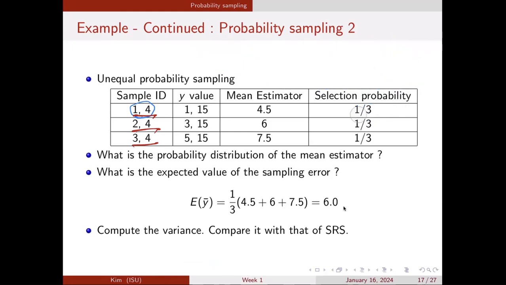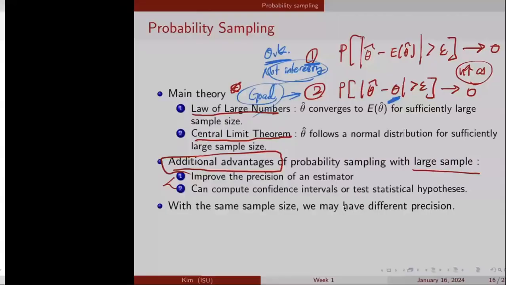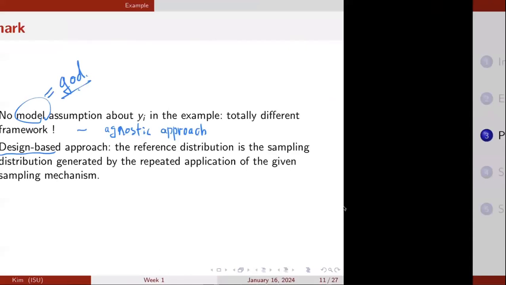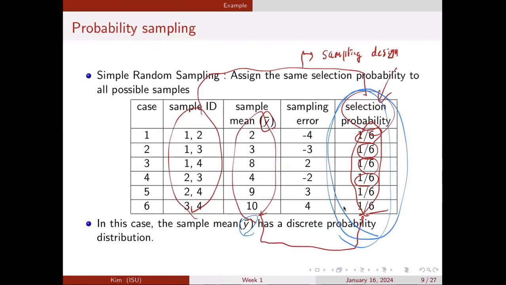So that means the previous sampling design in example 1 here is what we call simple random sampling. Simple random sampling means we give equal probability to every possible sample with a given sample size, right? So here the given sample size is 2. Among 4 elements, selecting 2 out of 4, we have 6 possible combinations. So that's why we give 1/6 probability to every possible combination.